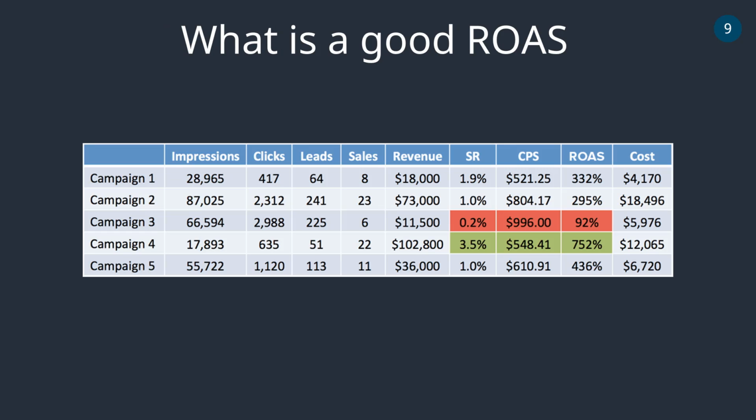What is a good ROAS? Now all of this begs the question, what is a good ROAS? Knowing your ROAS is nice, but how do you use it to decide which marketing elements are working and which ones aren't? The answer to this question will vary from business to business.